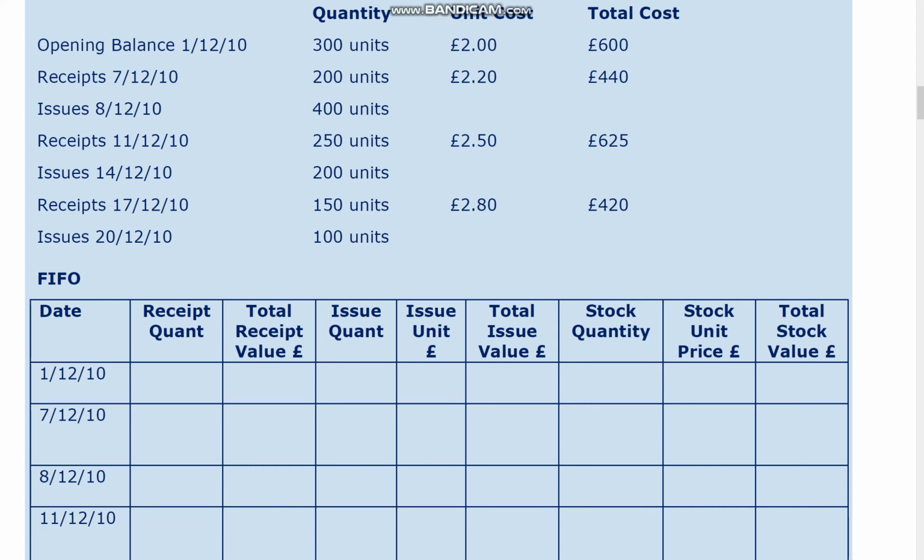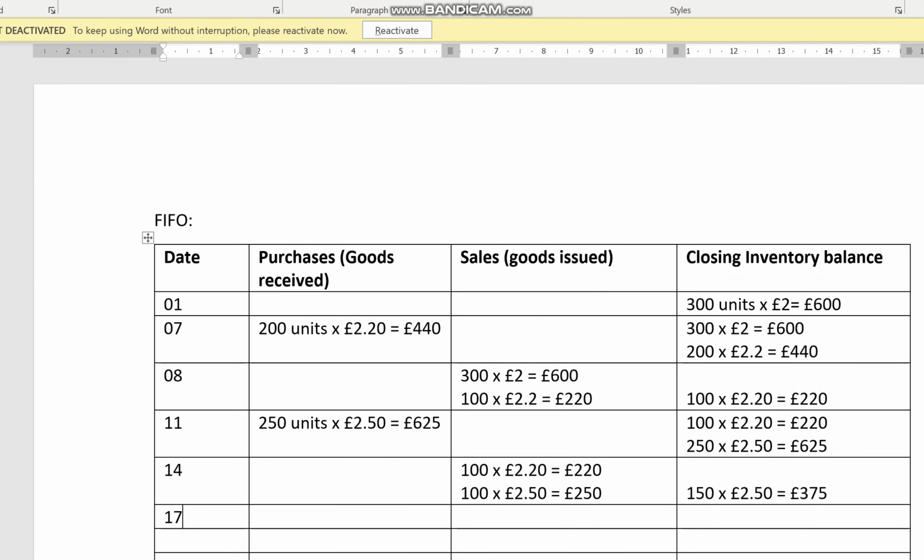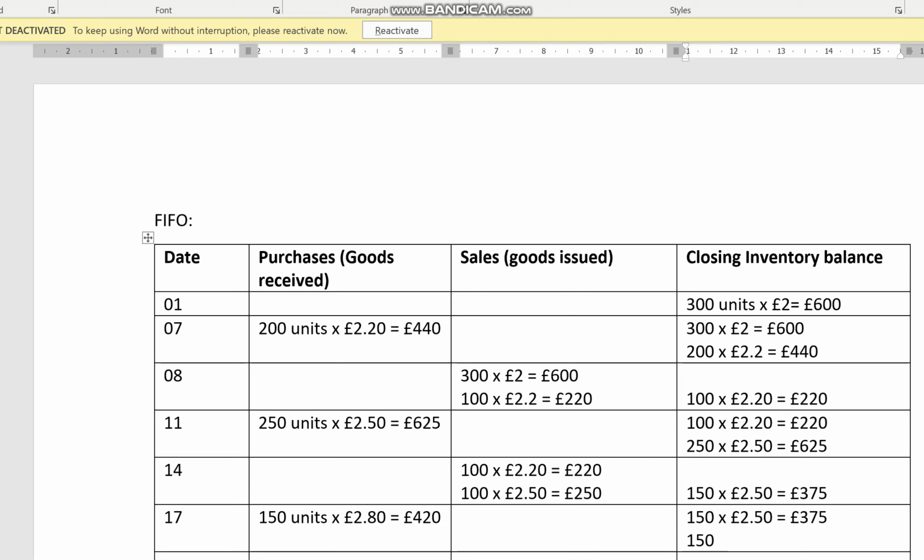If you want, I can do one more transaction. On the 17th, they bought 150 units at the rate of 2.8 per unit, with a value given here of £420. So now we can say we have 150 of these units plus 150 of those units. Okay, so you can work on the basis of this. Thank you.